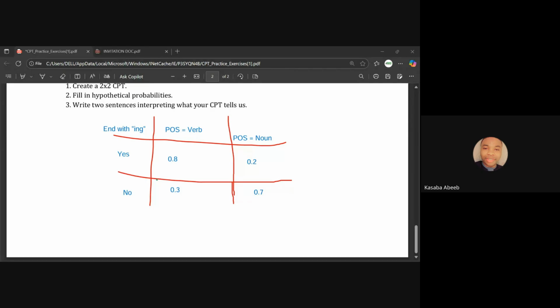Based on that, I'll pick that of 0.3. I believe that if a word does not end in "ing", there's a 30% chance of that particular word being a verb. Okay. All right, thank you very much.